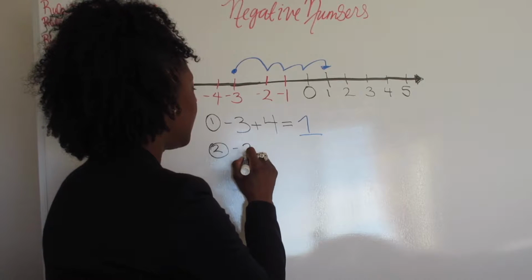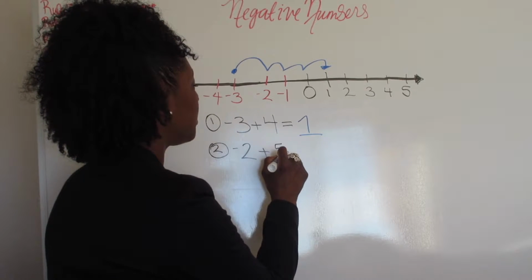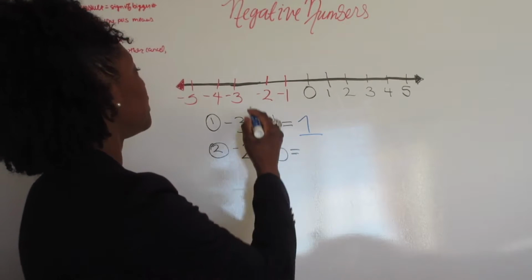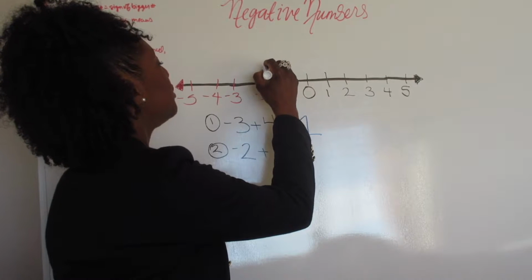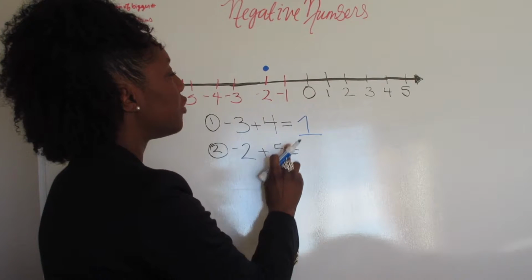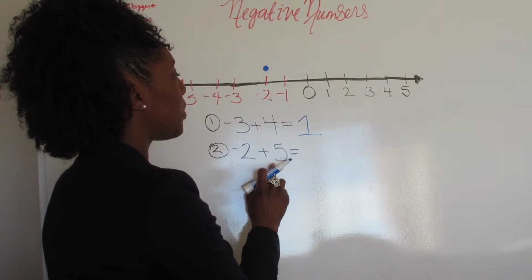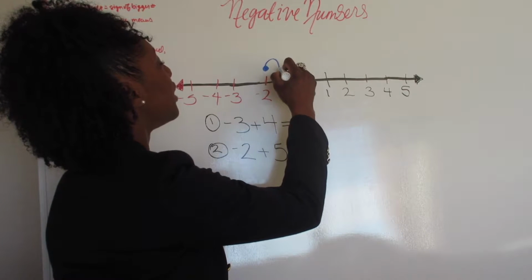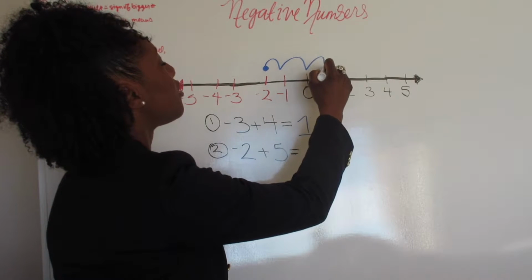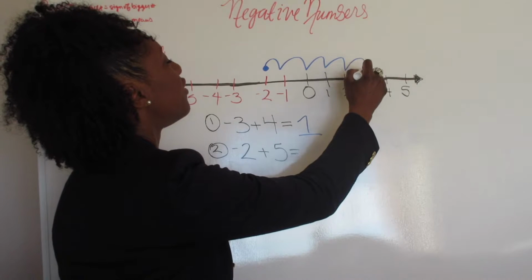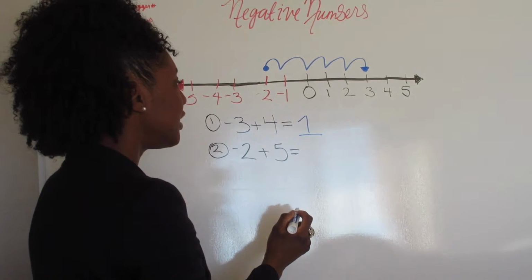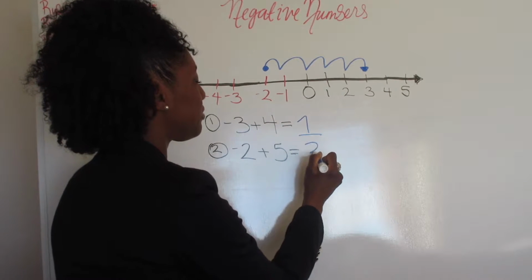Let's do -2 plus 5. We're starting with -2, and we're going to add 5, which means go to the right 5 spaces. So that's 1, 2, 3, 4, 5. So our answer is 3.